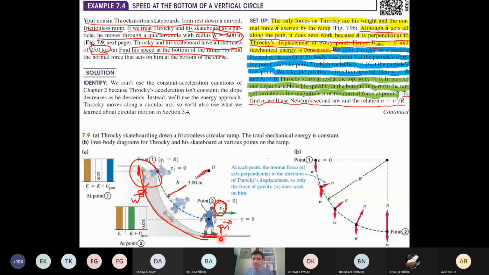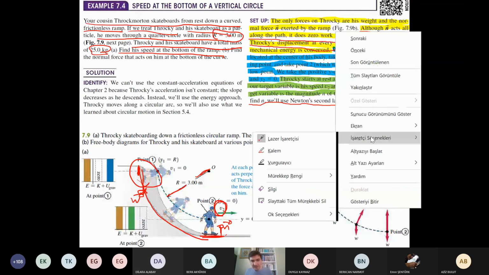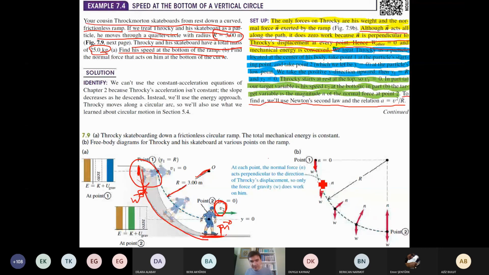The only forces on Trocky are his weight and the normal force exerted by the ramp. Although N acts all along the path here, it does 0 work because N is perpendicular to Trocky's displacement at every point. This is very important. Here we have F other. This is normal force, F other, but it does 0 work on him because, let me show you, what about displacement? Here displacement is like this. Here displacement is like this. Here displacement is like this. Here displacement is like this, and here displacement is like this.